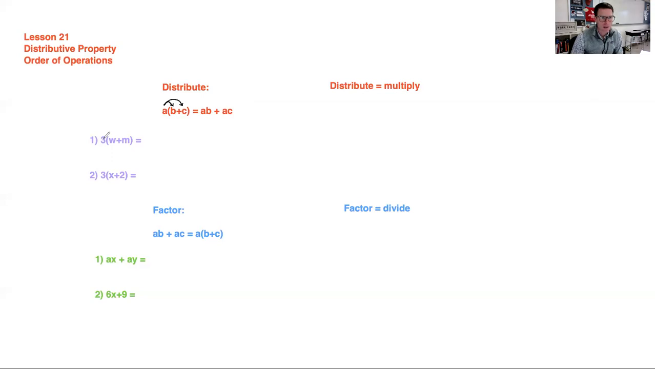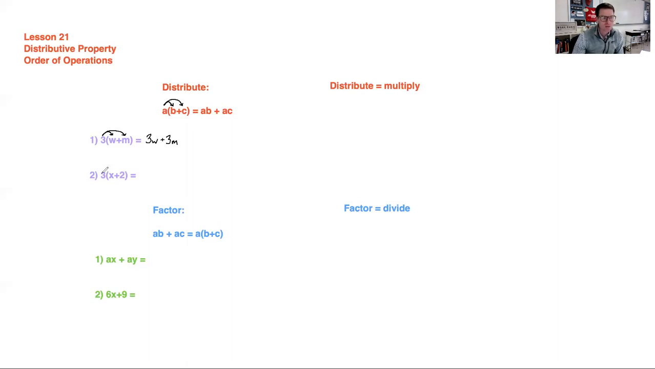You're going to see problems like this where it says distribute, and it'll give you this expression. I'm going to distribute the 3 this time to both my terms inside the parentheses. I'll draw my arrows to help me keep track. The first thing I'm doing is 3 times W, which is 3W. And then 3 times positive M, which is positive 3M. If you got that, give yourself a pat on the back. Let's move down to number 2.